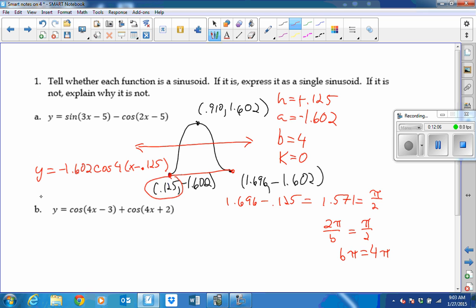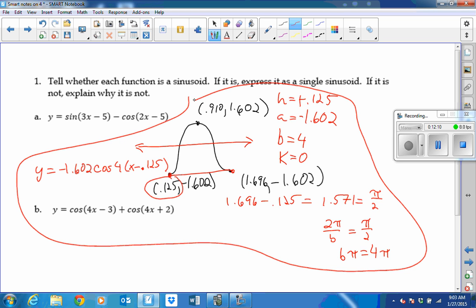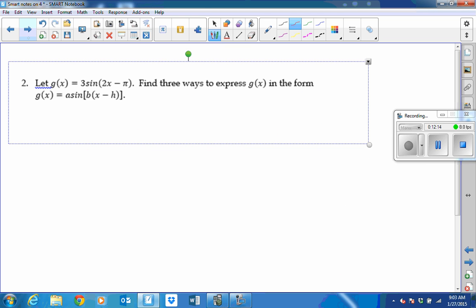And I wrote that on the wrong one. This was actually all letter B. A was not a sinusoidal function. So the next thing we talked about in class is find 3 ways to express this sine function using our literal equation g of x equals a times sine of the argument b times a quantity x minus h.